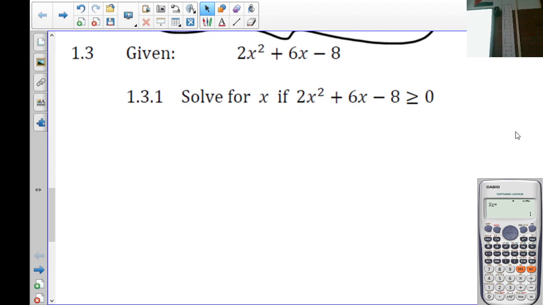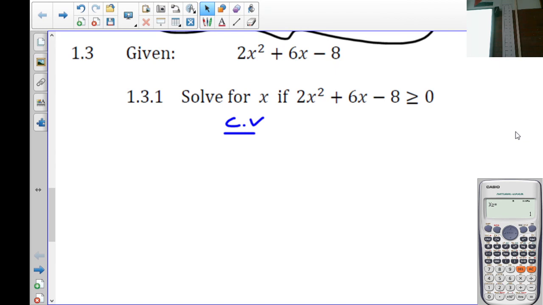Okay. In question 1.3, we are given 2x squared plus 6x minus 8. In question 1.3.1, the question says solve for x if 2x squared plus 6x minus 8 is greater than or equal to 0. So we can go straight into critical values here. Use your quadratic formula, people. If you don't know how to factorize, use it.